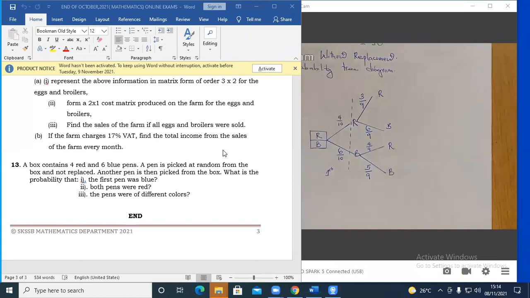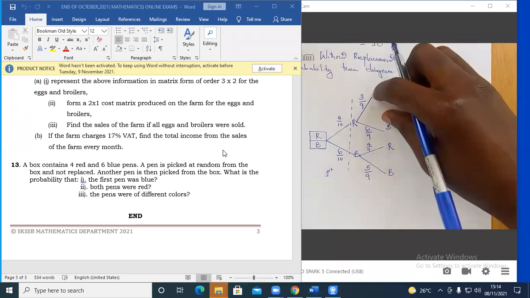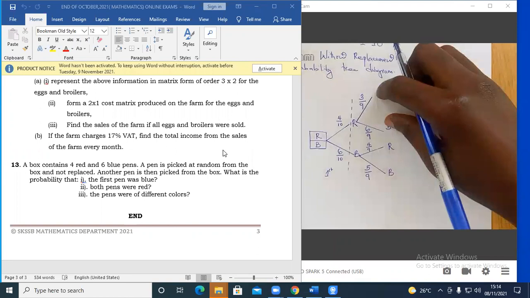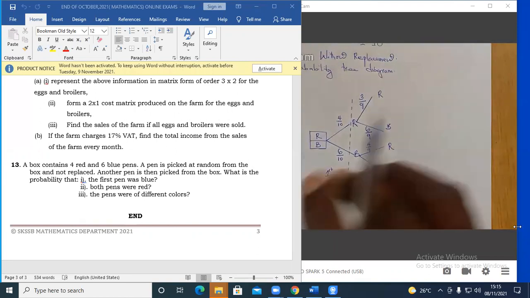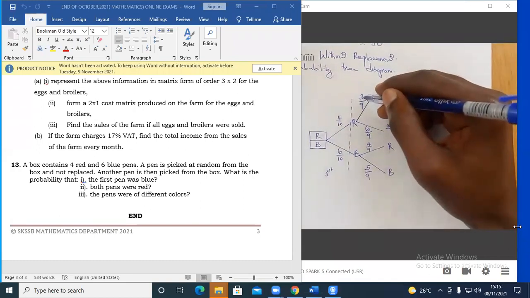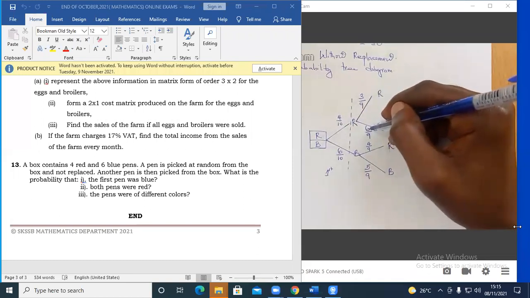Teacher, we are confused. Okay, in the first branch, you assume that you have picked what? Red, not so? If you have picked red, which means red will reduce to 3, not so? Blue is still remaining 6.